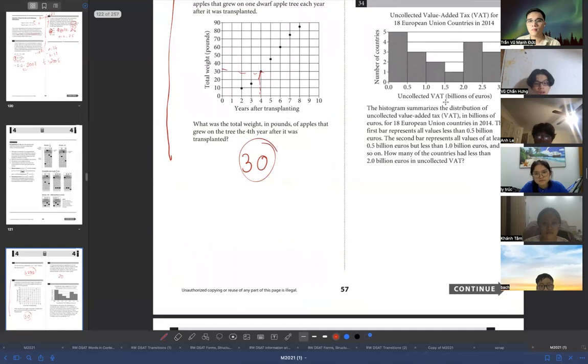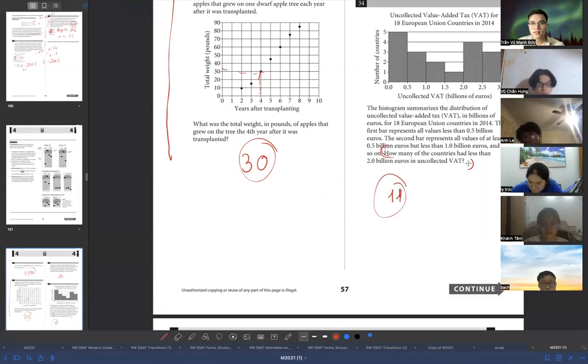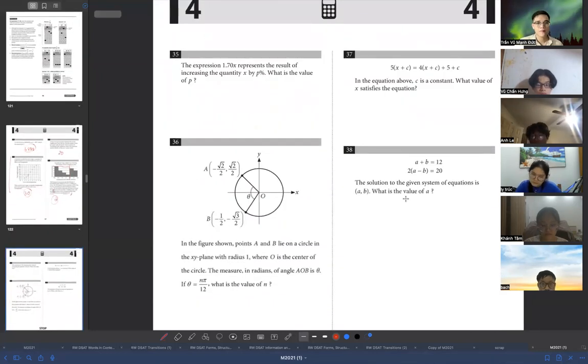34 is a bit interesting, but again, this is very redundant. A lot of the information here is redundant. So read from the bottom up, the last sentence up. 11. 11, exactly. You only need to read the last sentence. How many countries have less than 2 billion euros in uncollected VAT? Across this line, you have 11. Yeah, very simple. 35.